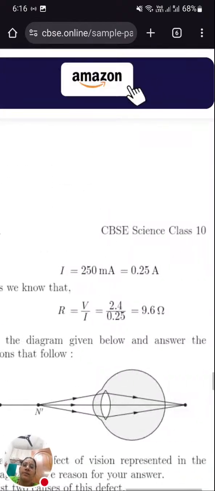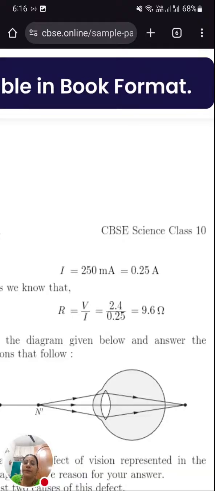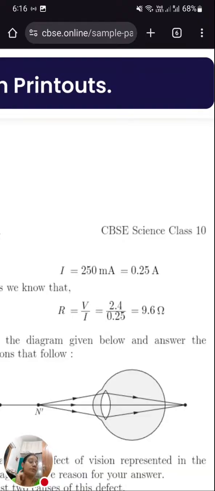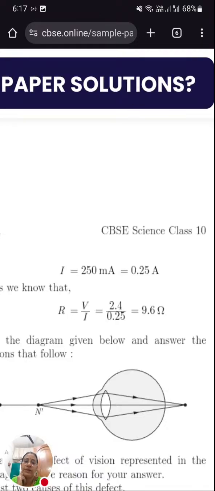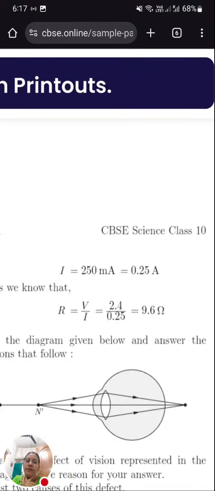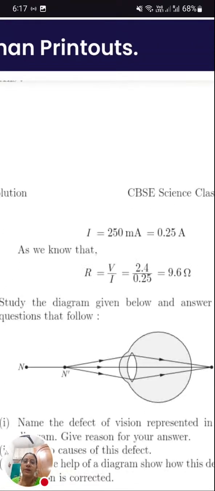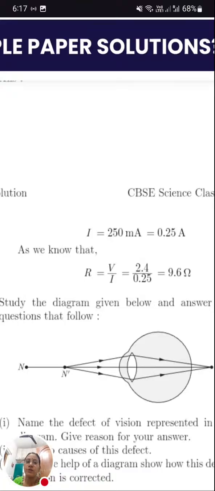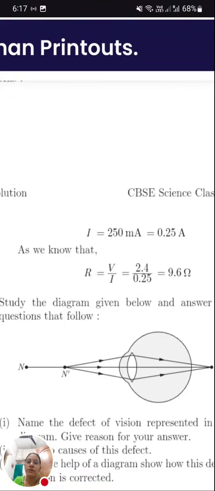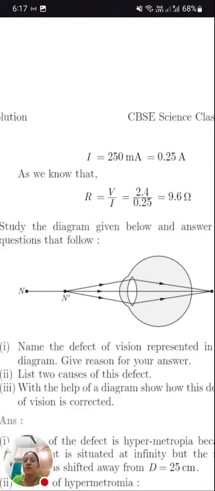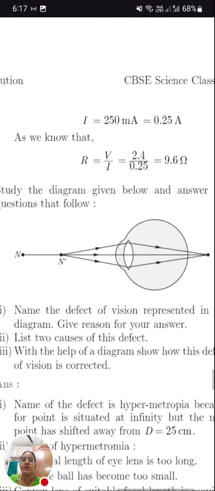Here I is given in milliampere. To convert milliampere to ampere, we need to divide it by 1000. So it's 0.25. R is V by I, 2.4 divided by 0.25. So calculate and the answer will be 9.6 ohm. As we are finding resistance, the unit of resistance is ohm. Once calculated, that completes the solution.